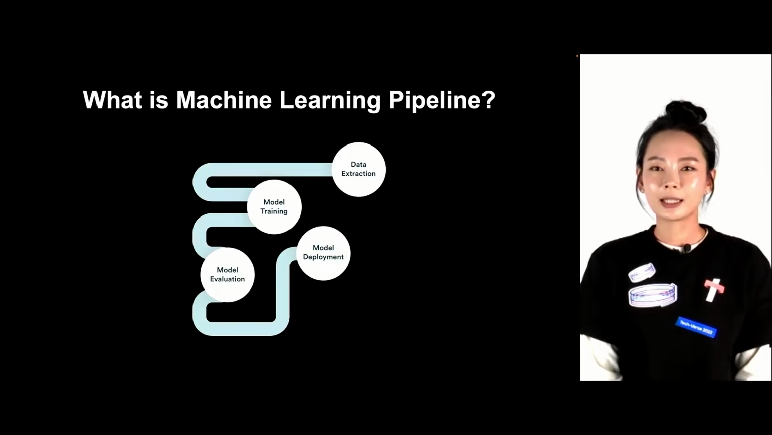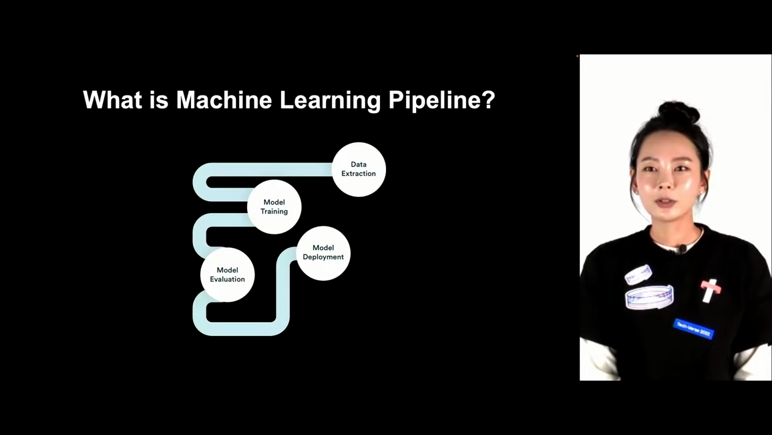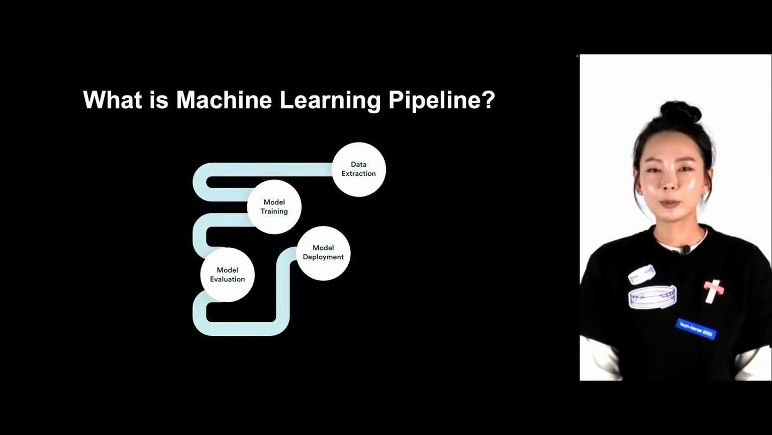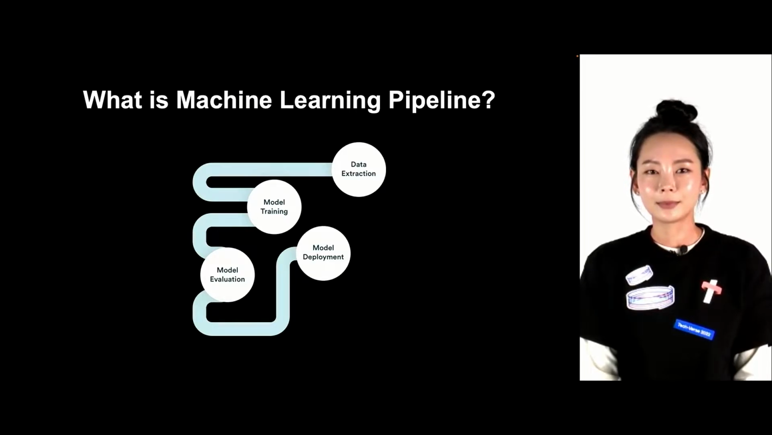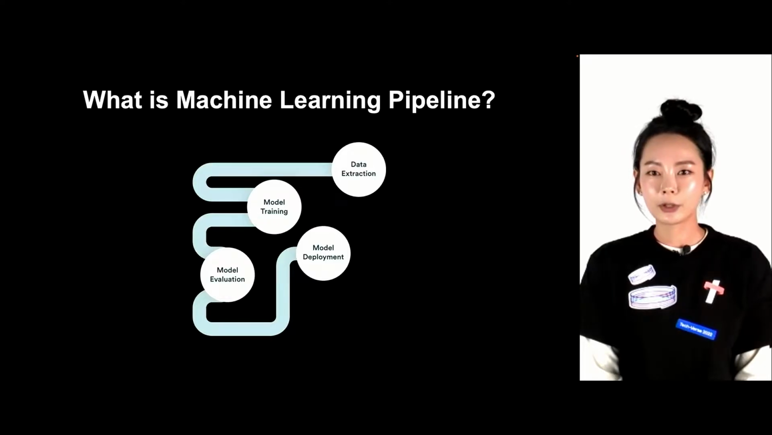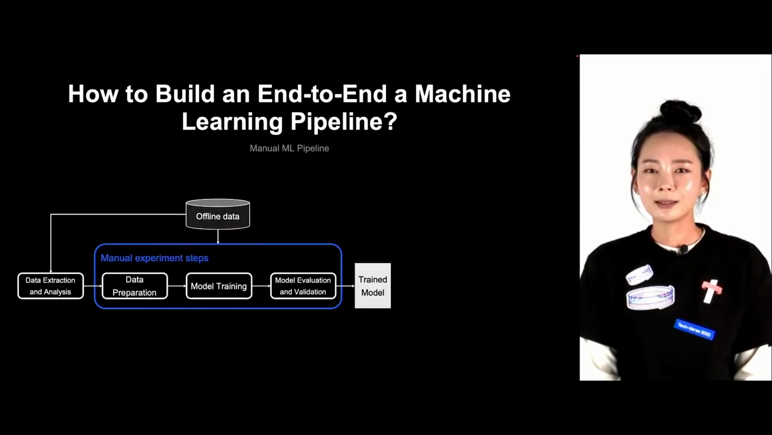So today, my presentation is on the machine learning pipeline. I would like to first start off with explaining what a machine learning pipeline is. A machine learning pipeline deals with data extraction, model training, model evaluation, and model deployment. It is a series of processes to enable machine learning.